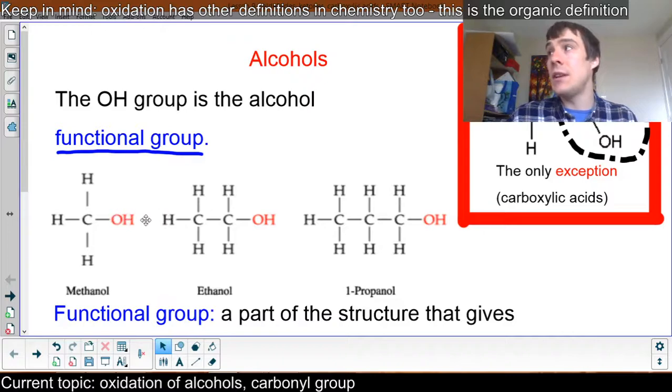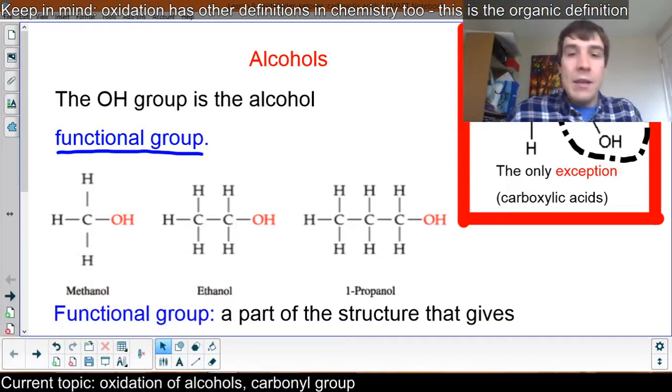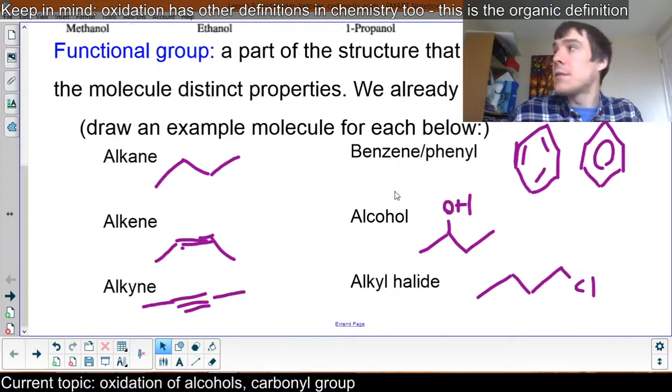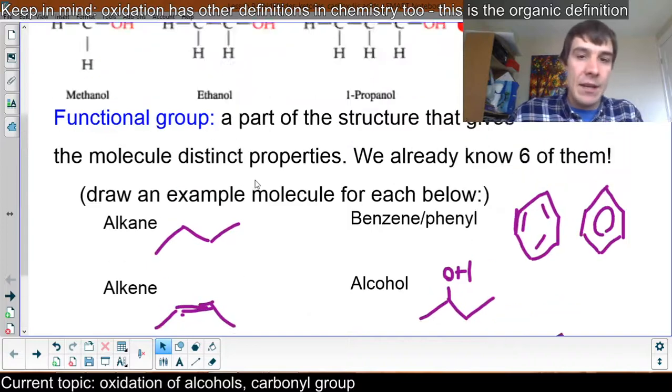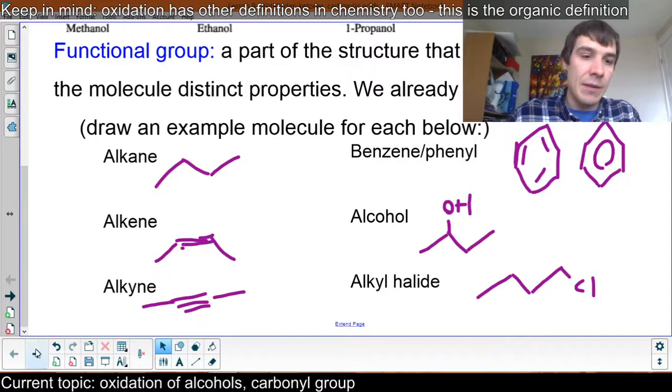So, starting with this, just a little review of alcohols. OH is the alcohol functional group. And the exception is carboxylic acids, which is one of the groups that we're going to see today. We've learned a few different functional groups. We've learned these 6 so far, right? Alkane, alkene, alkyne. There's a cis alkene, right? Then there's benzene, or the phenyl ring. And there's alcohol, and we've learned alkyl halide as well. So today we're going to add 3 more to that repertoire.